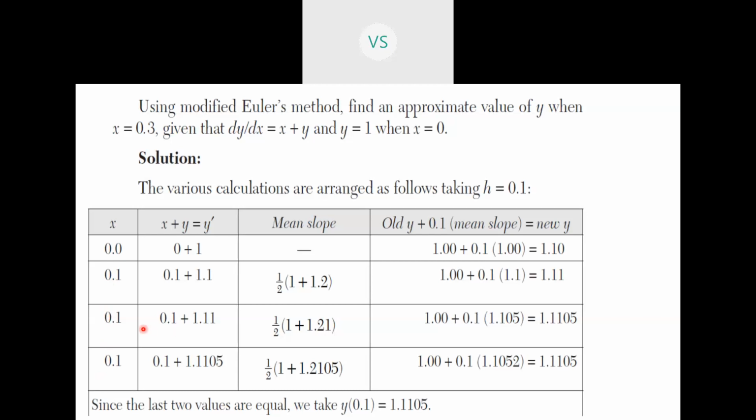Now you have to find y12. You have to apply the formula in a similar manner. You are getting a difference as 1. You are getting a new value of y as 1.1105. For y13, this is your y13, you are getting the same value, 1.1105. Now here they have not given the accuracy criteria.